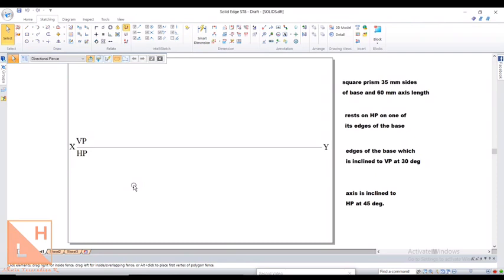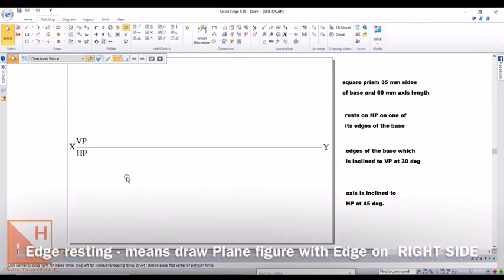So all that you need to keep in mind is whether to draw an edge condition problem or a corner condition problem. If it is a corner condition, draw the plane figure such that the corner is on the left. That is what we used to draw in planes. But here in solids, you remember you're going to draw it on the right. Say for example, in this problem, it is resting on HP on one of its edges of the base. So you make sure that one of the edges of the base is towards the right side when you draw the polygon in the first position.